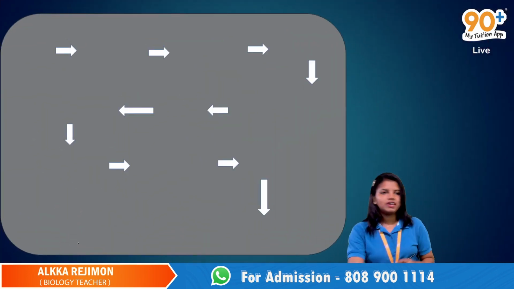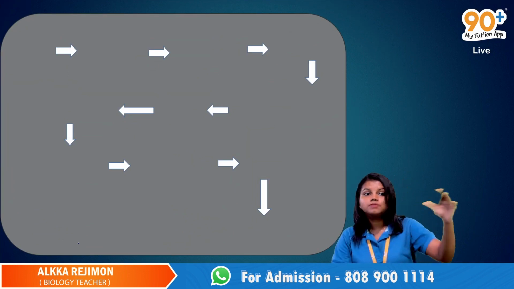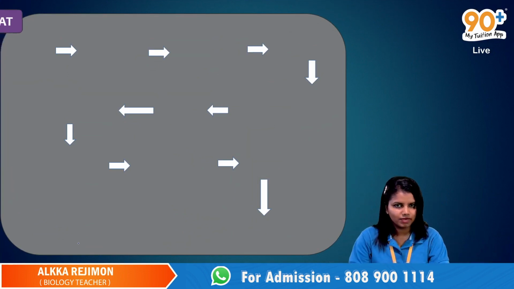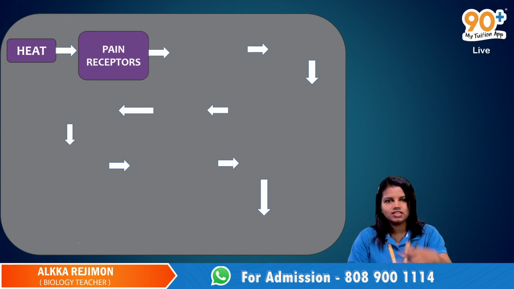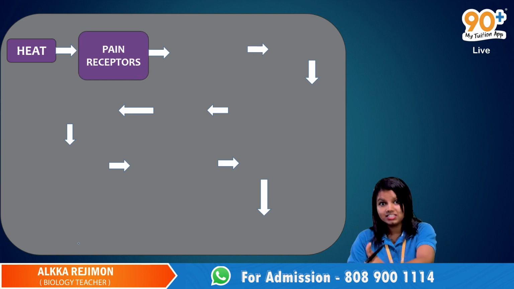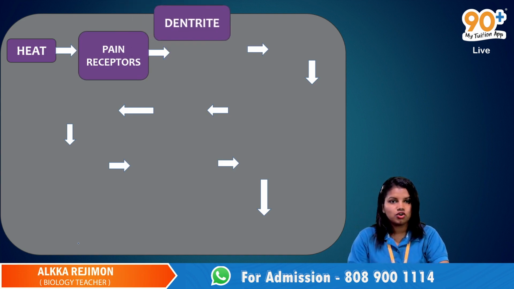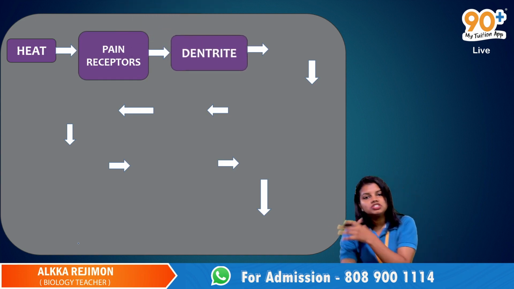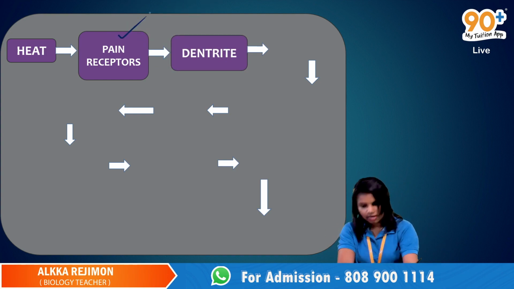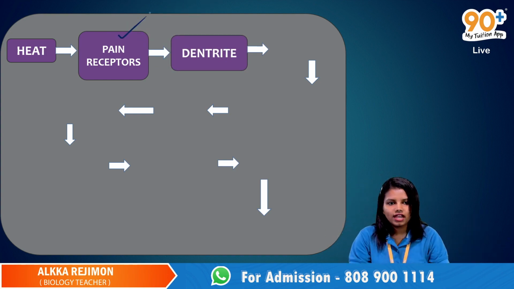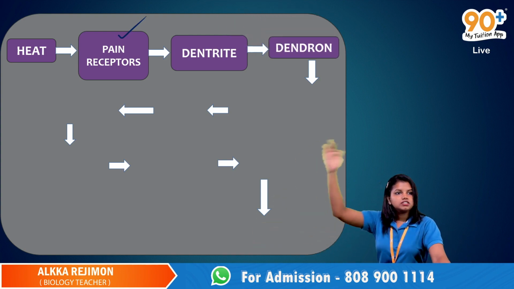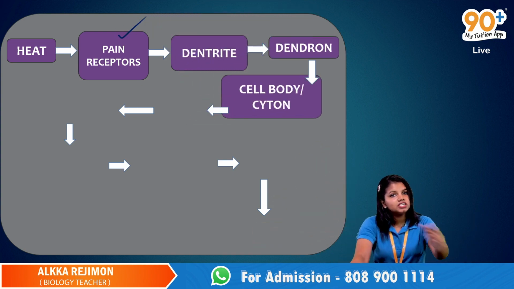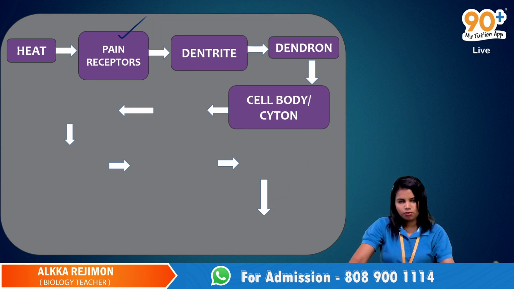This flow chart is very important, that is the transmission of nerve impulses. So the first stage is a hot object is there. So you are touching the hot object, and the pain receptors understand that it is a hot object. So this stimulus which is detected by the pain receptors is given to the dendrite of your neuron, and then the dendrite passes it on to the dendron. From the dendron, the impulse goes on to the cell body or the cyton.